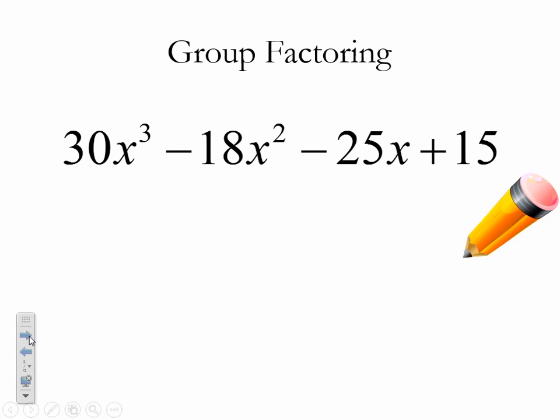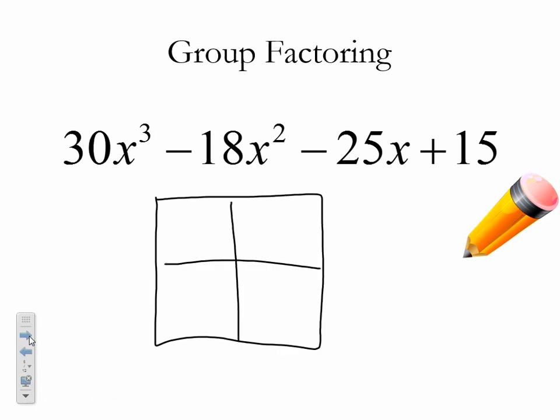What you're going to notice now is we still have 4 terms, right? But some of the numbers get a little bigger and the exponents get a little bigger. So remember with group factoring, we go ahead and place them into 4 boxes because there are 4 terms.